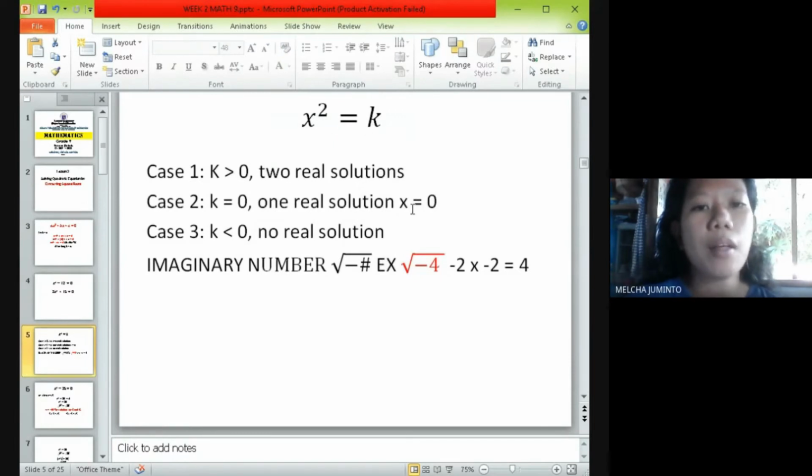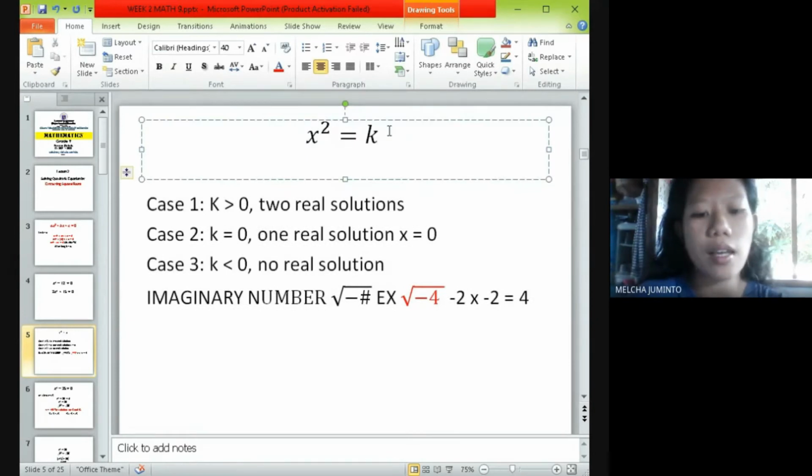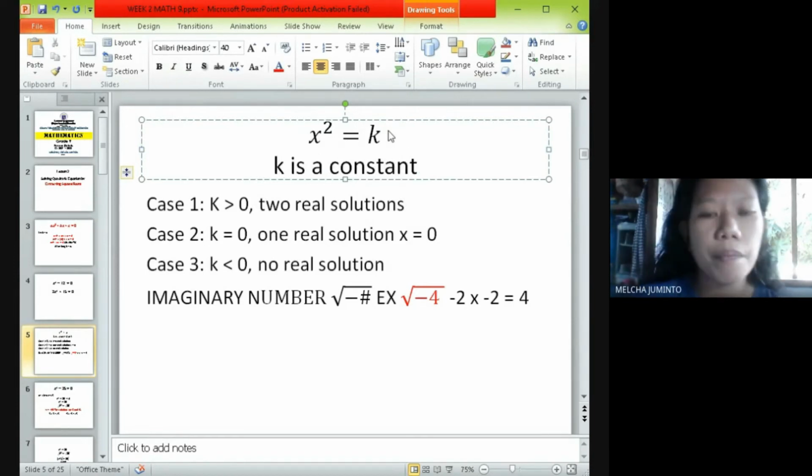So it can be represented this way: x squared equals k. So the c was transferred from left to right, and this time it is a constant. Okay, take note that k, I will emphasize here, k is a constant. When I say constant, it is a number. It is a number. Okay.